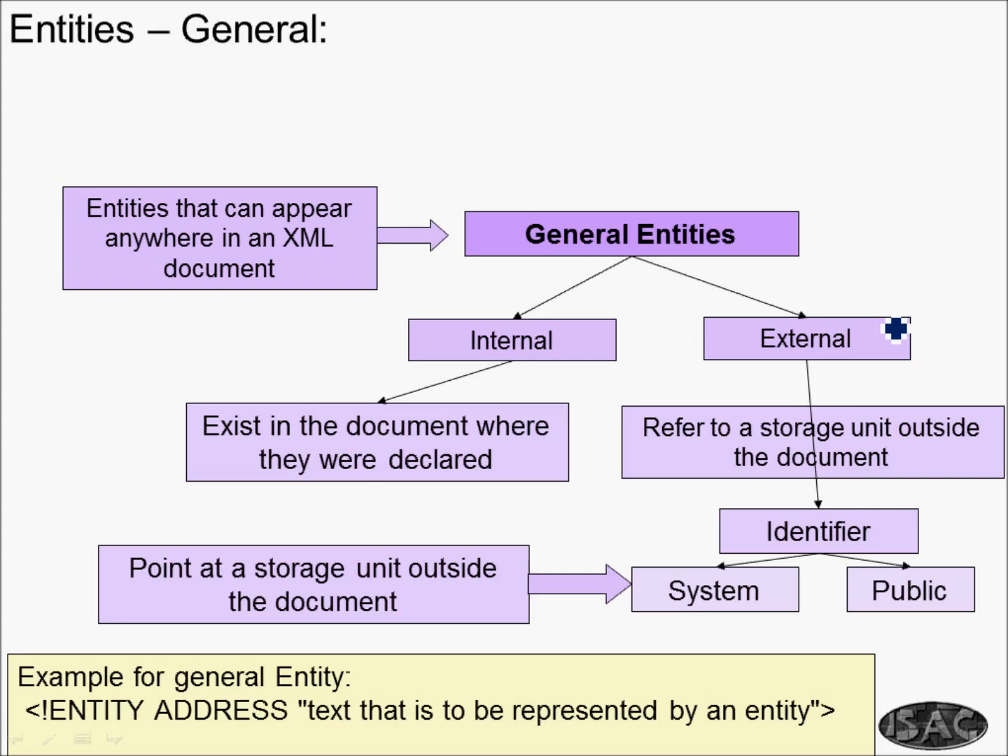Here is another example of an entity. This is an entity called address. This is a general entity. And that external entity could use a system or public identifier, and that is pretty much the various types of general entities.